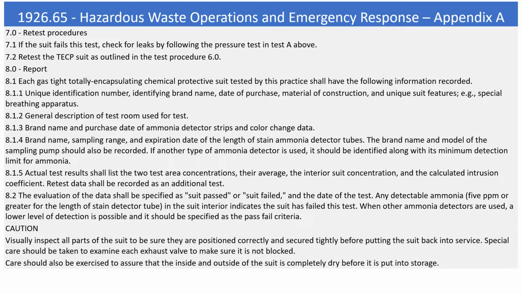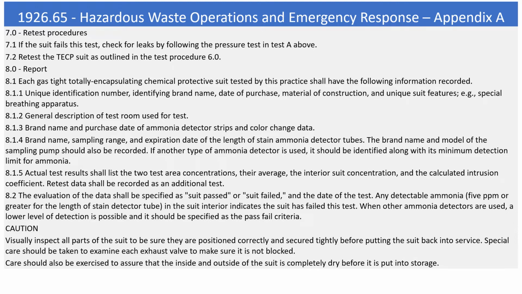8.0. Report. 8.1. Each gas-tight totally encapsulating chemical protective suit tested by this practice shall have the following information recorded. 8.1.1. Unique identification number, identifying brand name, date of purchase, material of construction, and unique suit features, e.g., special breathing apparatus. 8.1.2. General description of test room used for test.